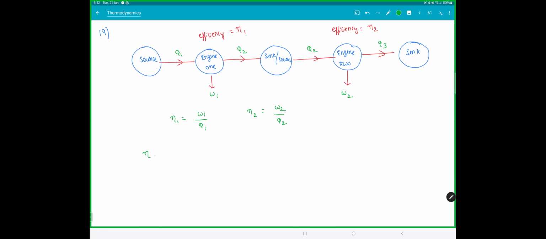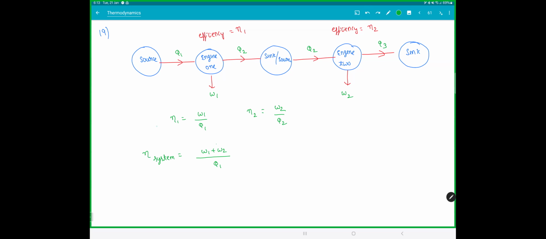The efficiency of the system is total work done, W1 plus W2, by total heat Q1. Making sense? The total efficiency of the engine is what? Total work done by positive heat. So you have to eliminate this and bring eta 1, eta 2 here. Now try. I'll give you another minute.